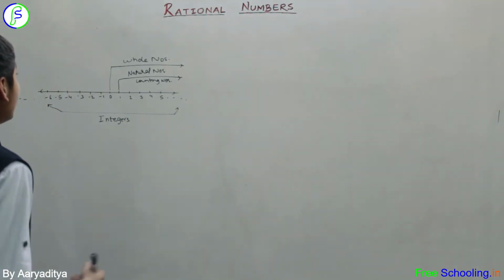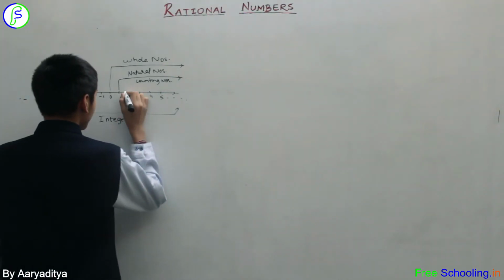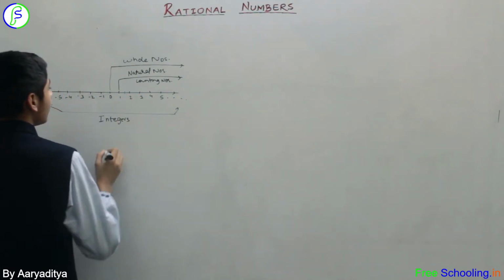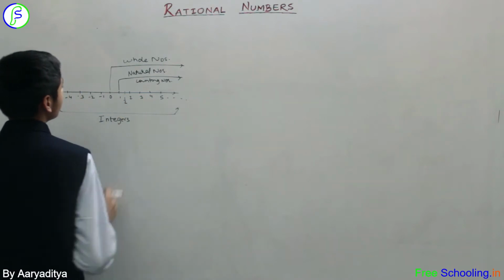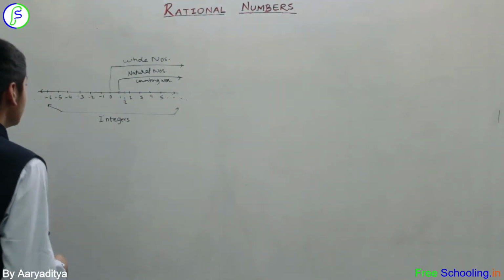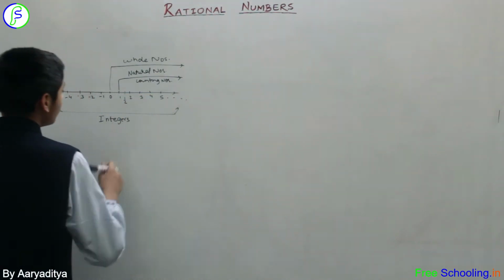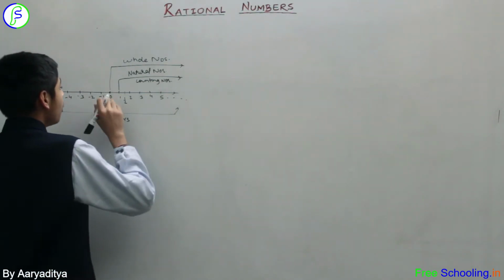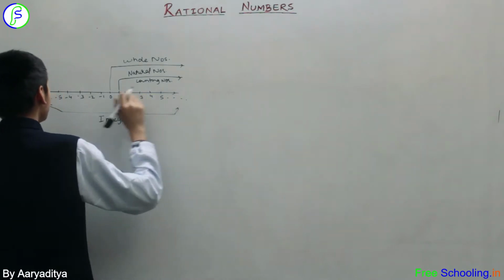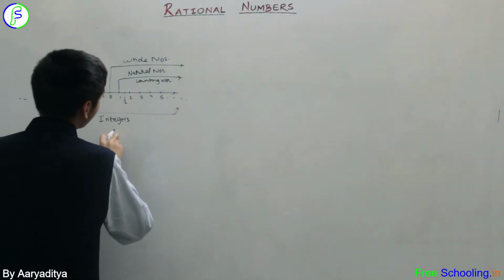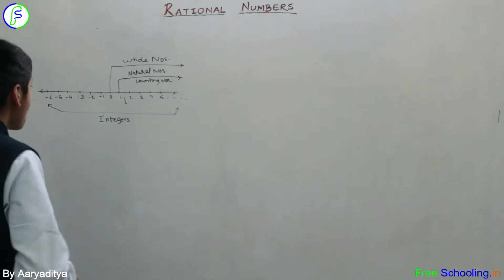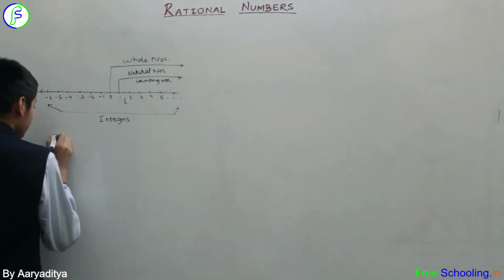Okay. But if I say that I got, let me say, 1 by 2, okay, half. So will that be included in an integer? Well, that won't be included because integers just have 0, positive numbers and negative numbers. They do not have any fraction or any decimal. So in which category does this one lie? Well, let me tell you, that is rational numbers.